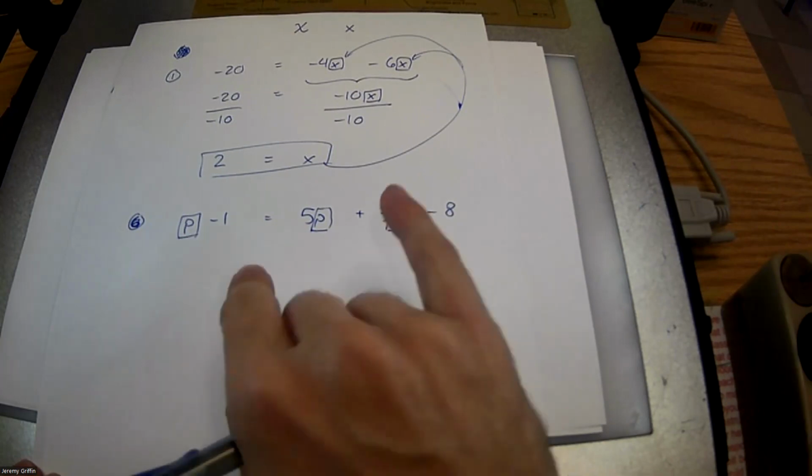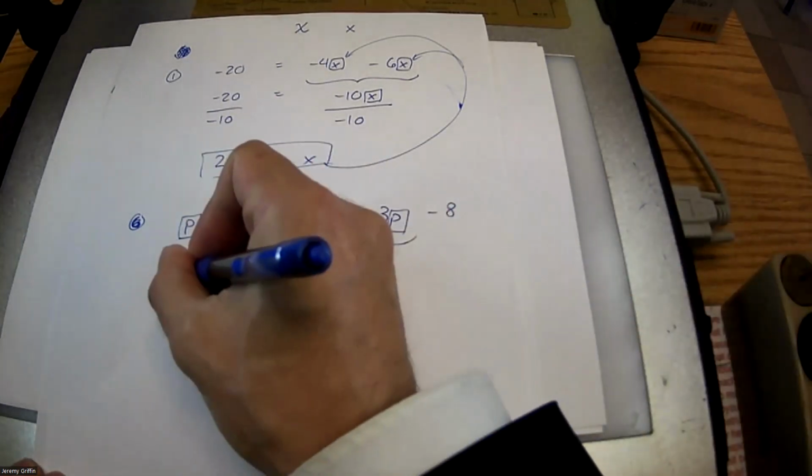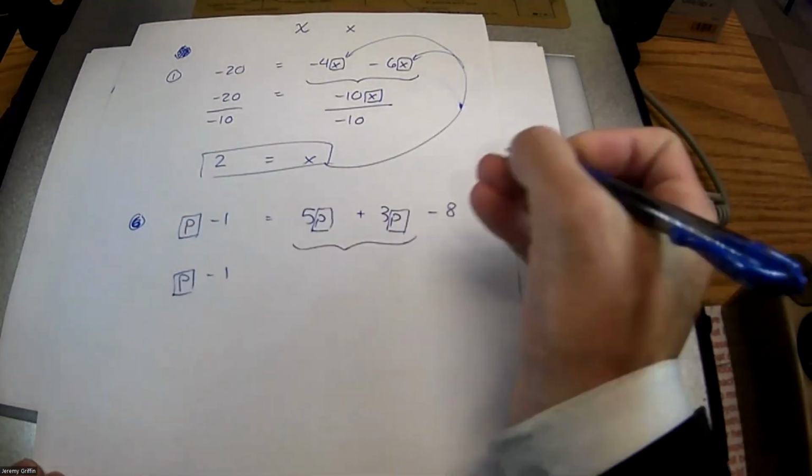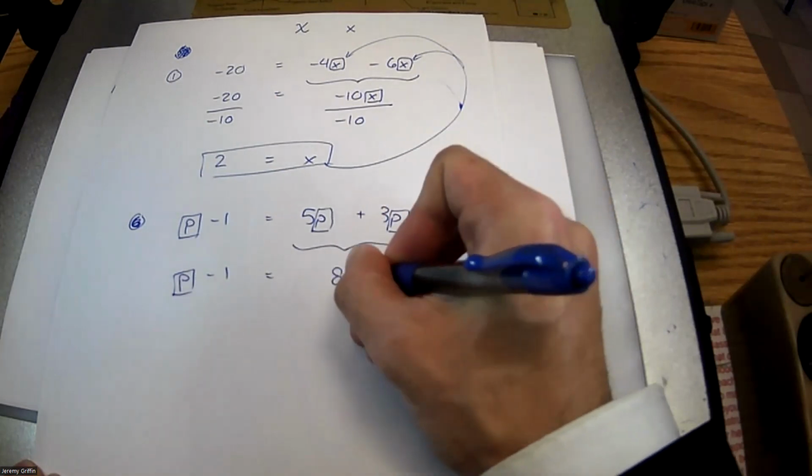Okay. All right. So here, I'm going to combine my p terms. Treat p kind of like x. So I got p minus 1 still. It's equal to, it's going to be 5p and 3p makes 8p, and minus 8.